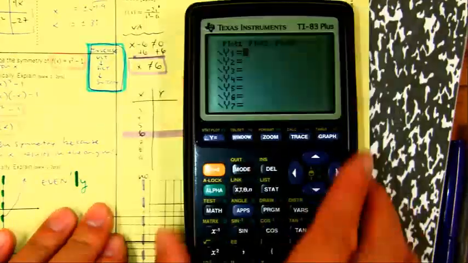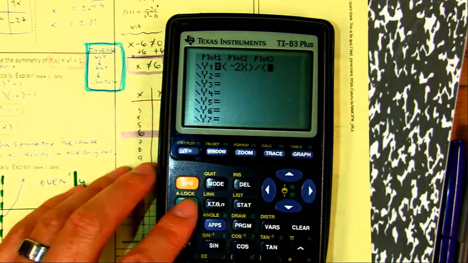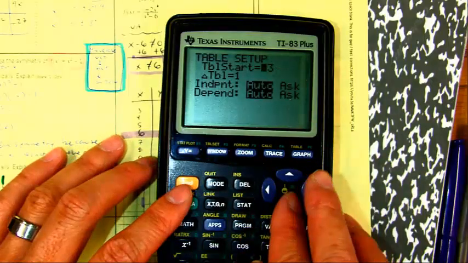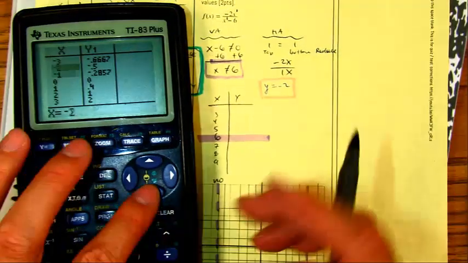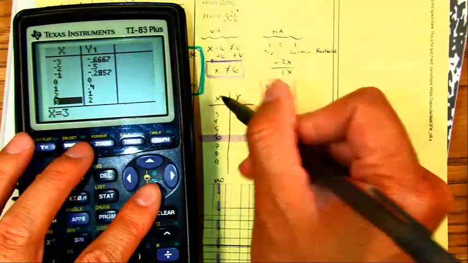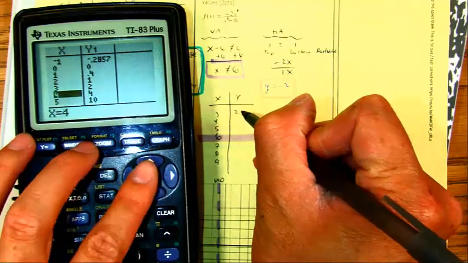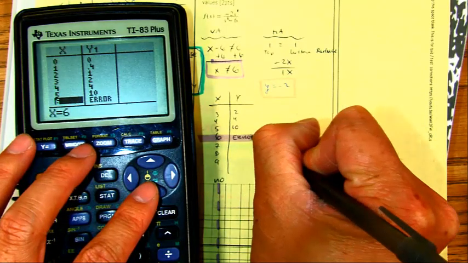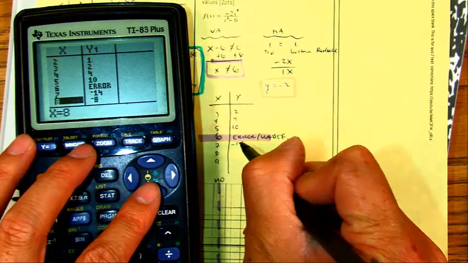Negative 2x divided by x minus 6. Table set, auto, second table. Okay, here we go. There's some numbers. That makes us happy. Okay, let's go to 3. So 0, 0, we already know that's the intercept. So I wrote down: 3 gives 2, 4 gives 4, 5 gives 10, 6 is error or undefined. 7 is negative 14, 8 is negative 8, and then 9 is negative 6.